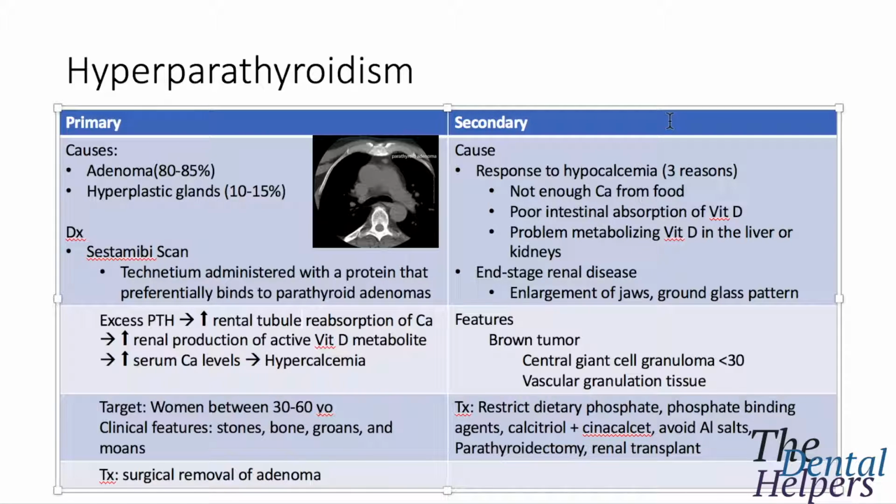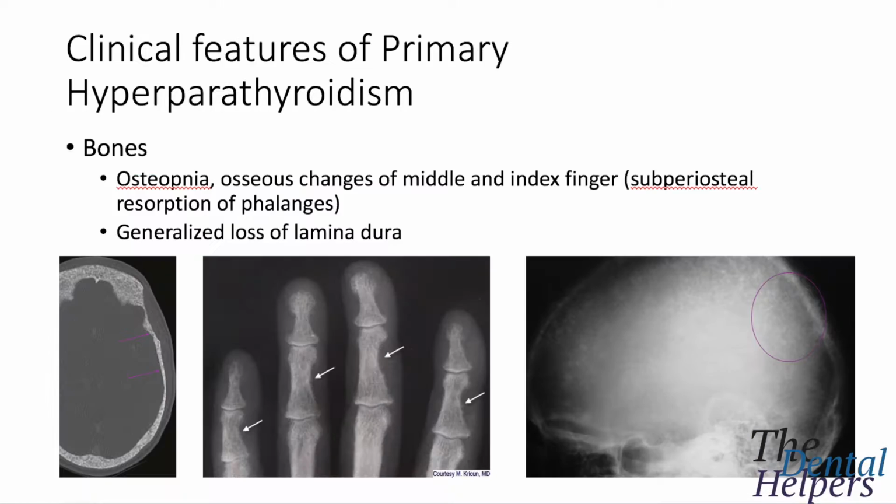And then you can also have vascular granulation tissue. Treatment: you want to restrict the dietary phosphate, as well as use a phosphate binding agent. You can give them calcitriol and cinacalcet. You want to avoid aluminum salts. You can do a parathyroidectomy, and you can do a kidney transplant.